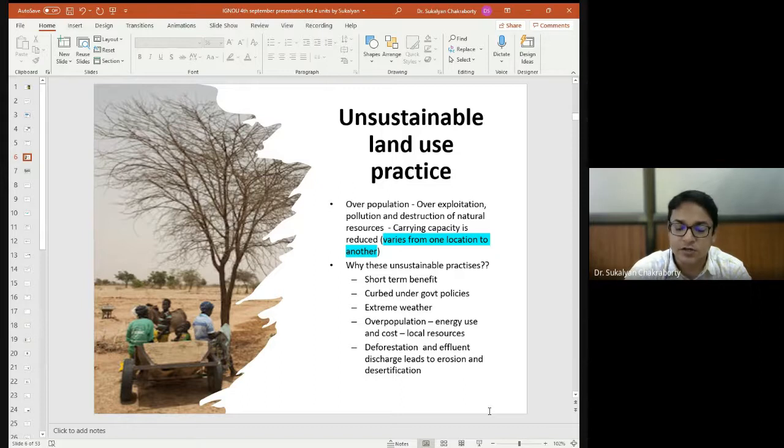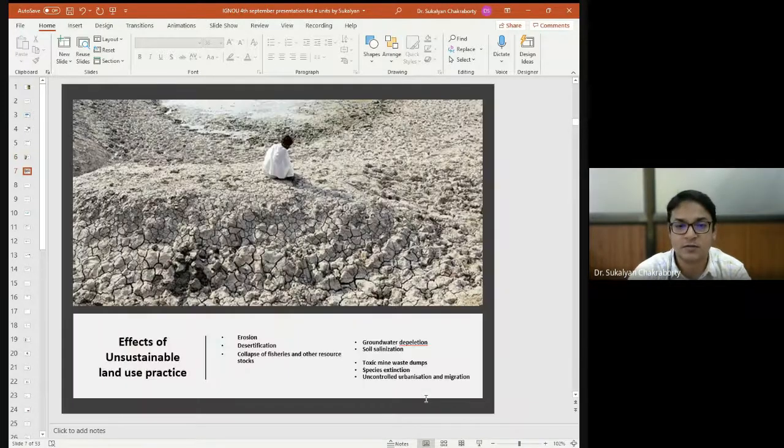Extreme weather conditions, overpopulation, I have already told you, deforestation and effluent discharge lead to erosion and desertification. Desertification is a process which is actually the depletion of the quality of the land resource, where the productivity of the land is lost due to deforestation, erosion, and dumping of wastes into it. So these are all the reasons which are leading to unsustainable land use practices.